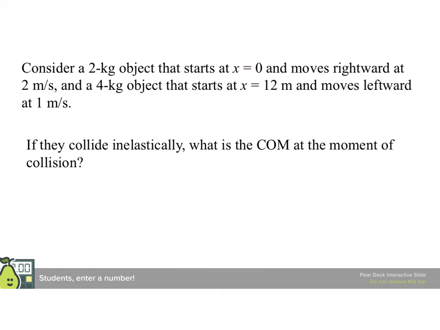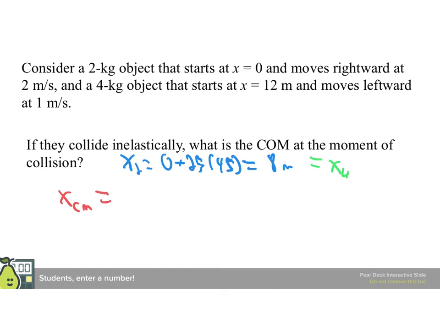All right. What is the center of mass at the moment of collision? Well, again, now we want to say that x2 was 0 plus 2 meters per second times the 4 seconds where the collision was, so 8 meters. And of course, that has to equal x4 because that's the point of collision. They collide, so they're at the same place.